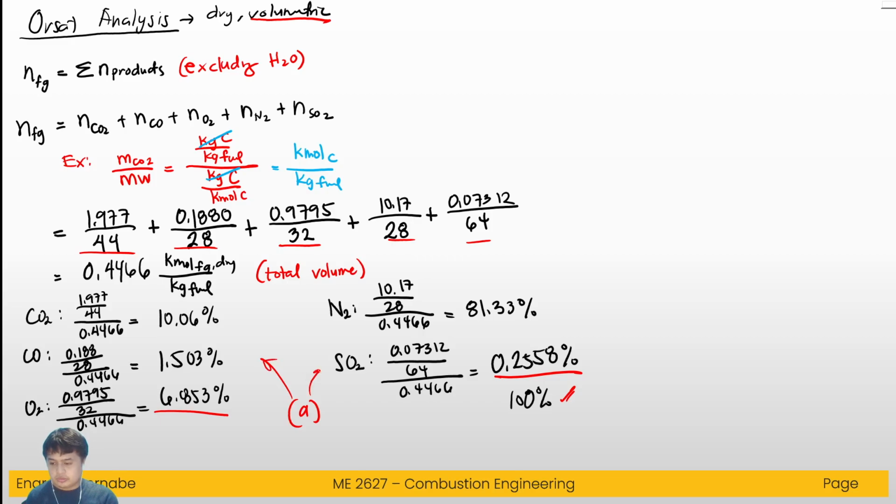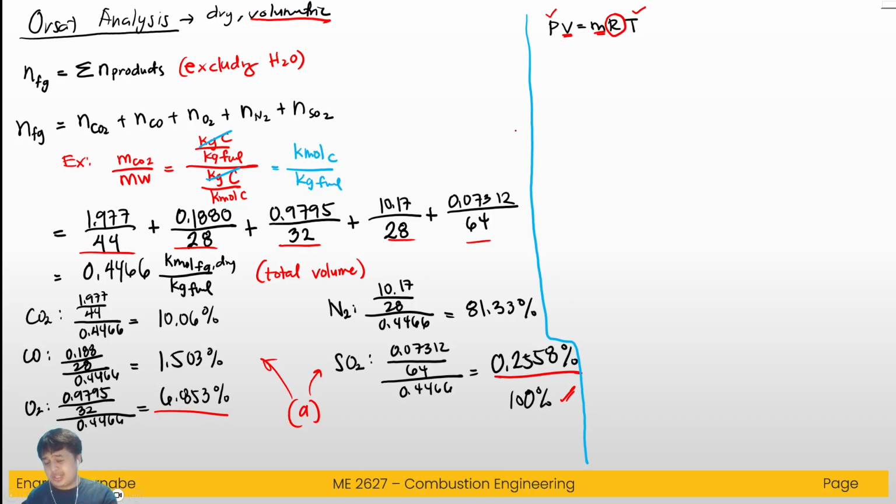Ayan na po yun. Now to find the density. How to find the density? The density can be found using the ideal gas law, no? So you have PV equal to mRT basically. You have the given pressure and temperature. To find the density, this is just m over V. So we want to know the R, or the gas constant.